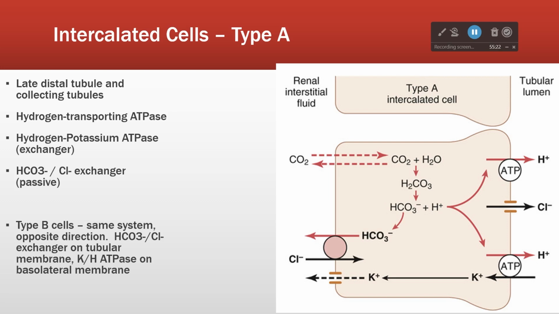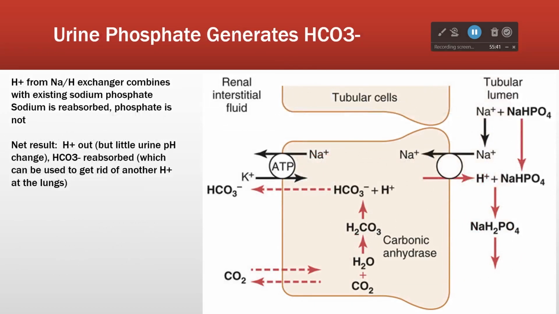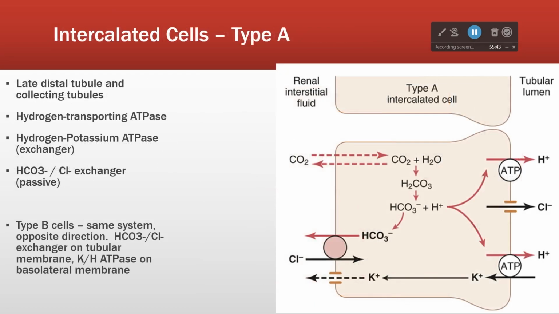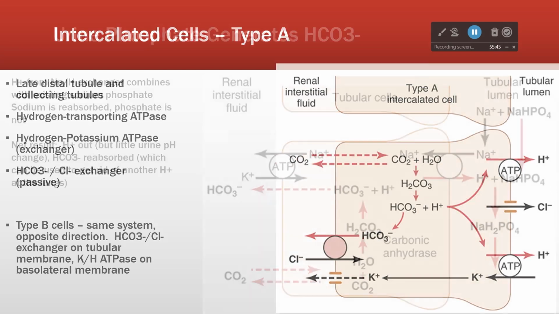The type B cells, same system, flip the membranes. So in other words, these transporters are on this side and these transporters are on this side in the B. And I've got a picture of B cells in one of the other kidney talks, so you can go and look back at that if you need to. Okay, so that is what the cells are doing.